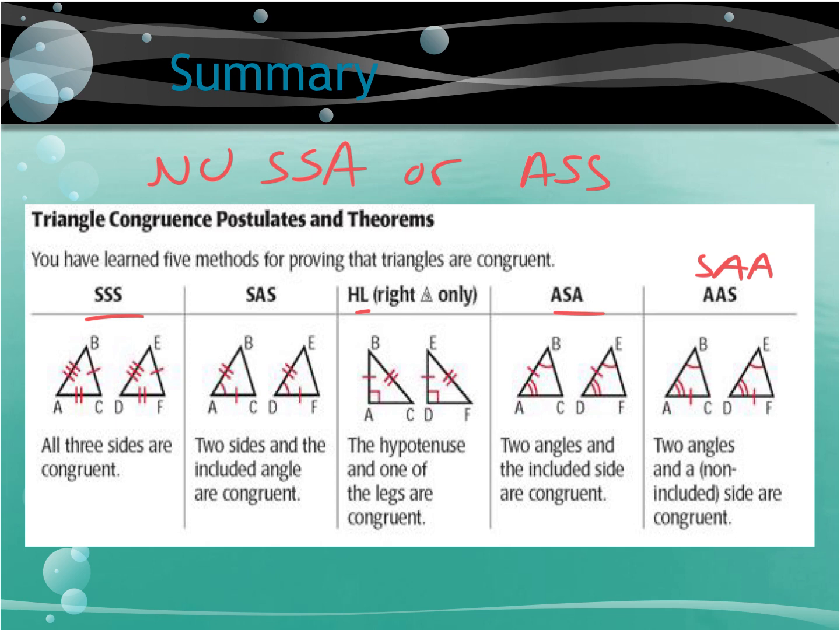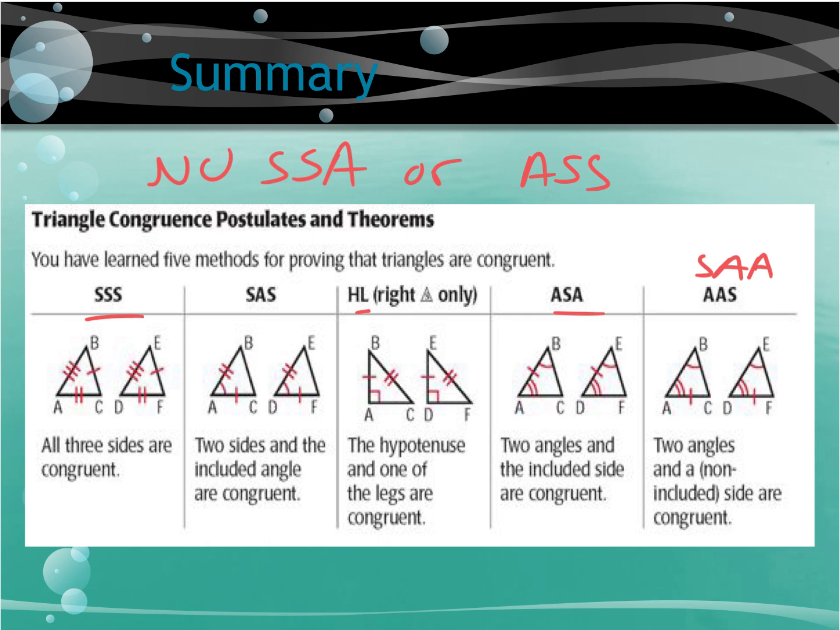Now, if you just learn it one way, it's even better, because that way you don't have to remember both ways. SSS is just the 3 sides being congruent. SAS is side, angle, side: 2 sides with an included angle. HL, you need the hypotenuse and 1 leg on a right triangle. ASA is angle, side, angle with an included side. And AAS is angle, angle, side with an excluded side.